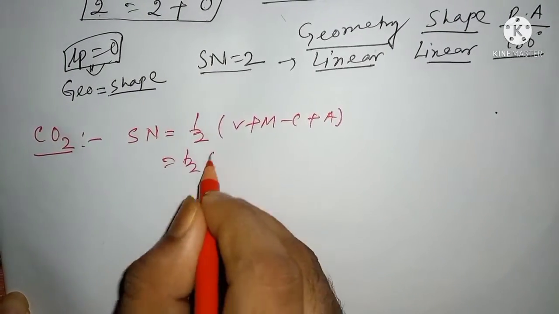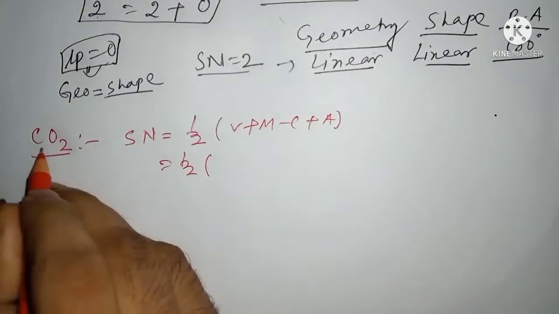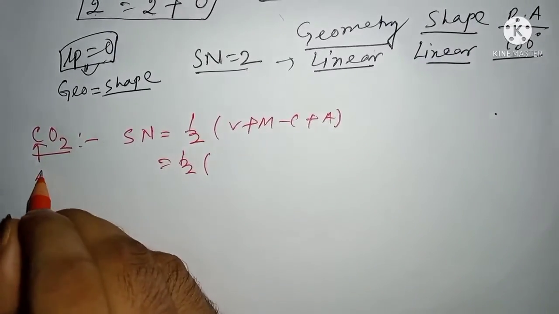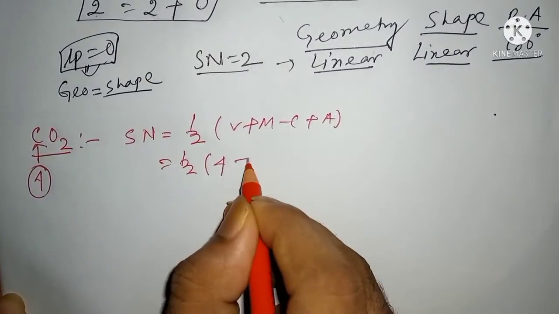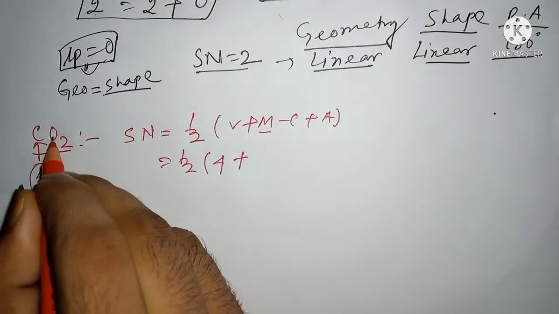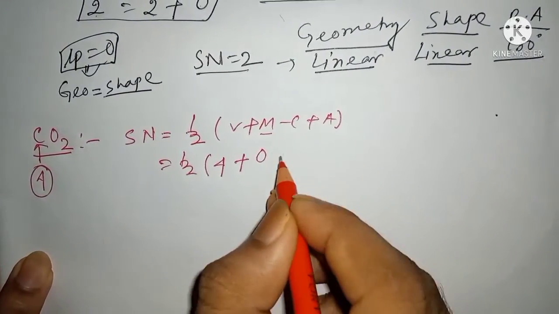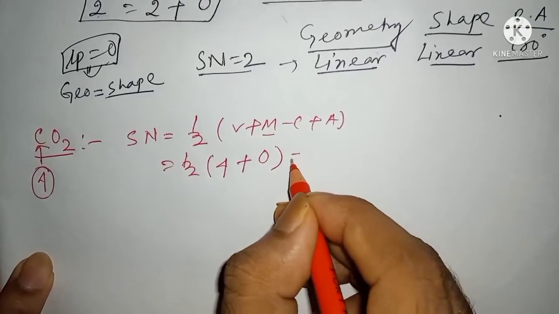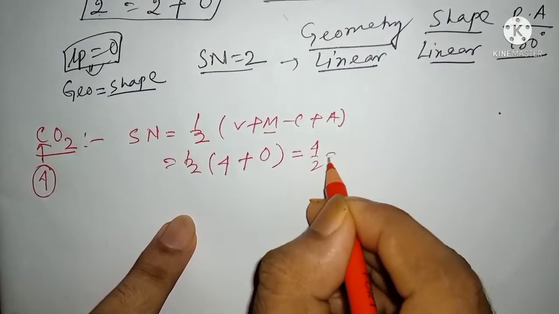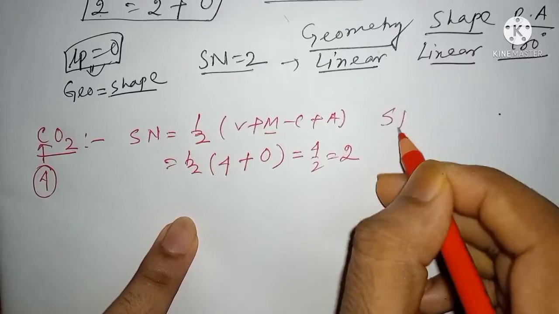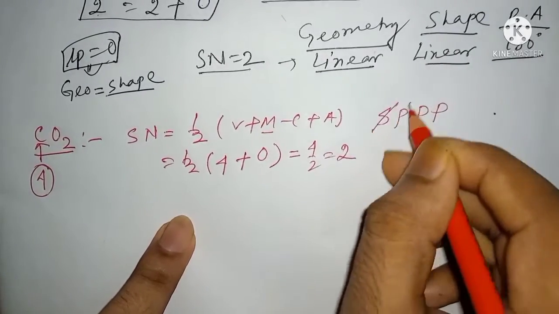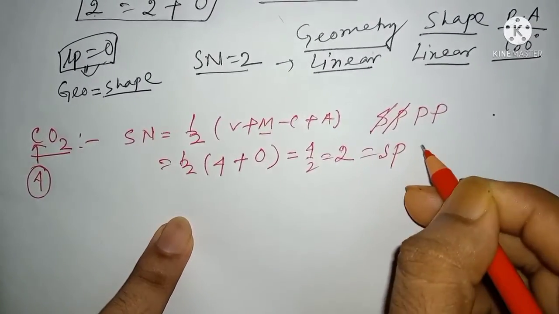Steric number equals half into (V plus M minus C plus A). The central atom is carbon, so valence shell electrons V is 4, plus monovalent, but oxygen is bivalent, so M is 0, and there is no cationic or anionic charge, so this is 0. So 4 by 2 equals 2.